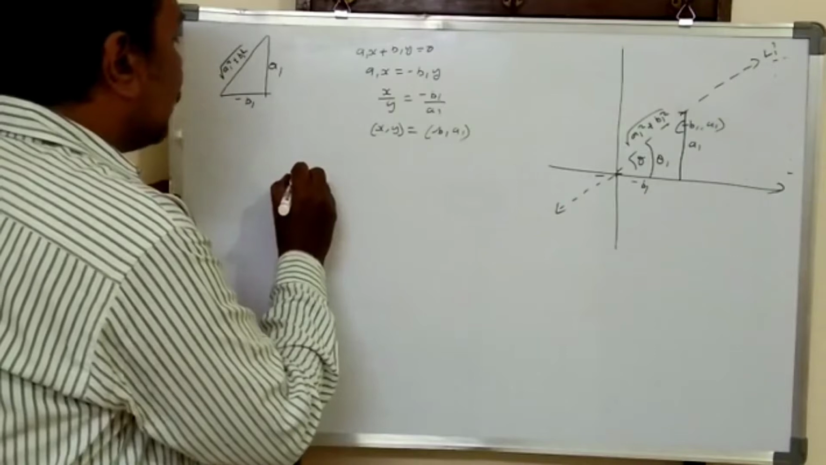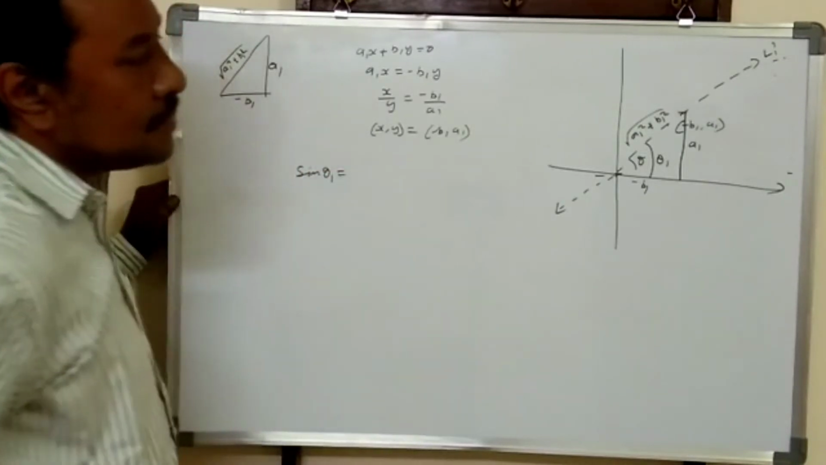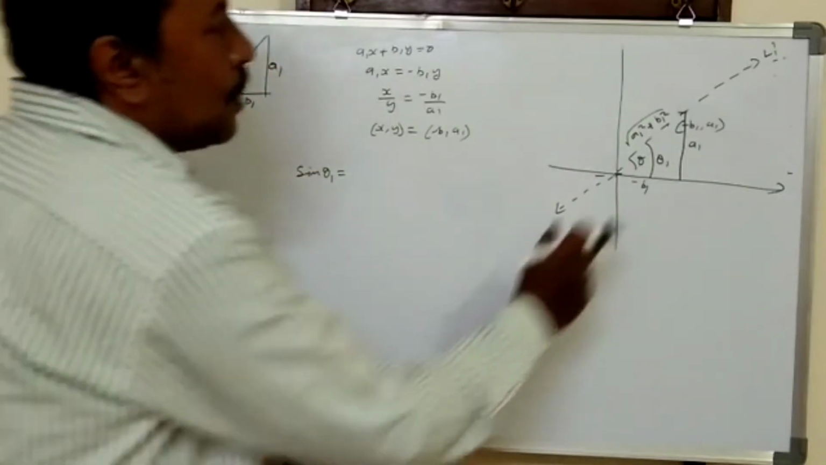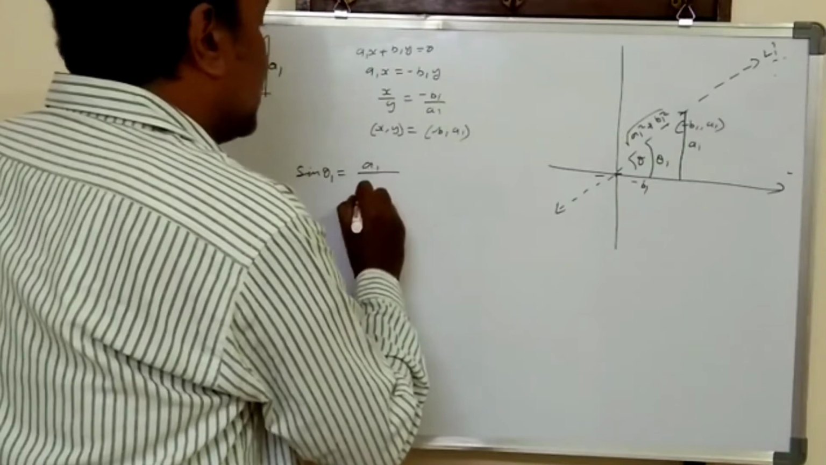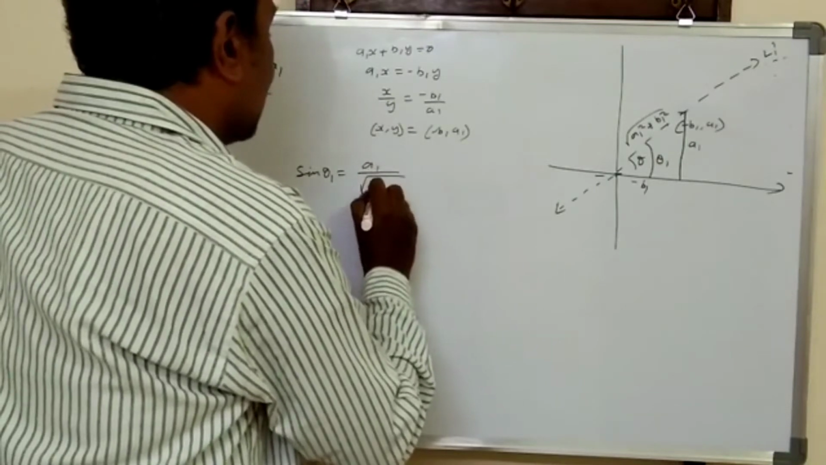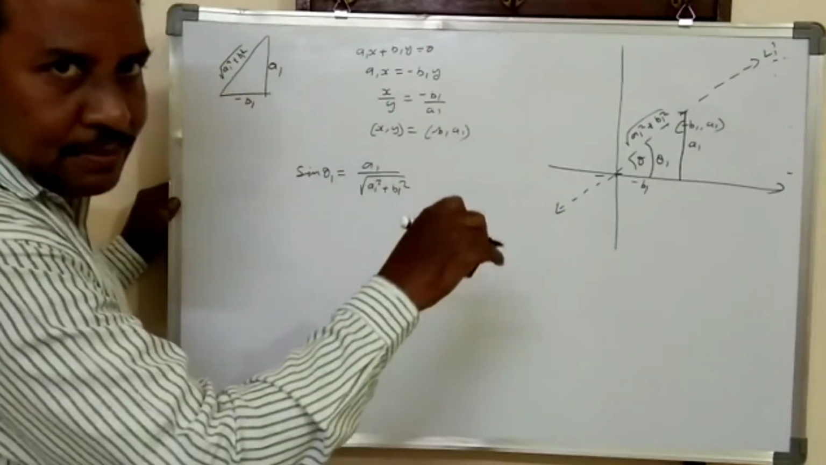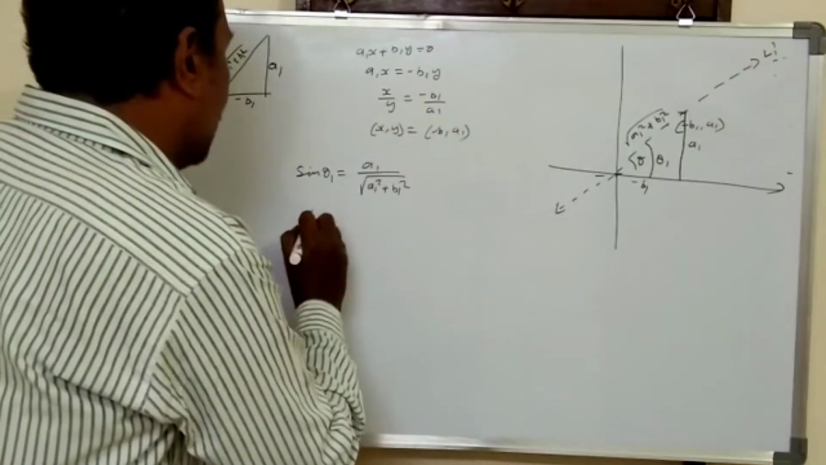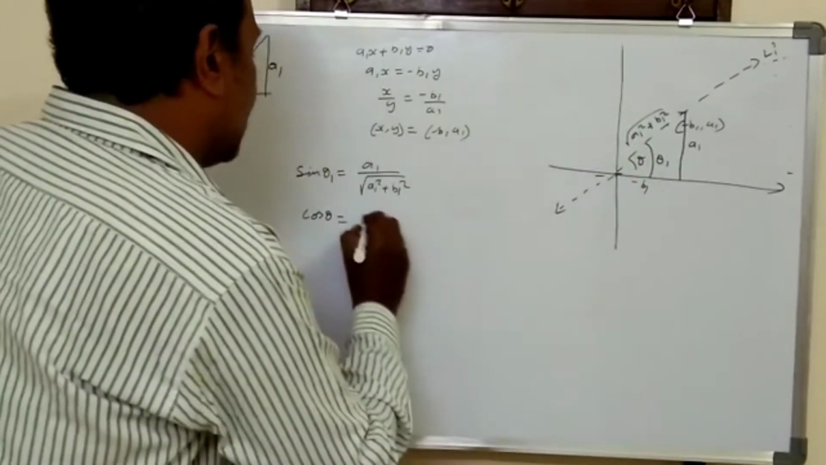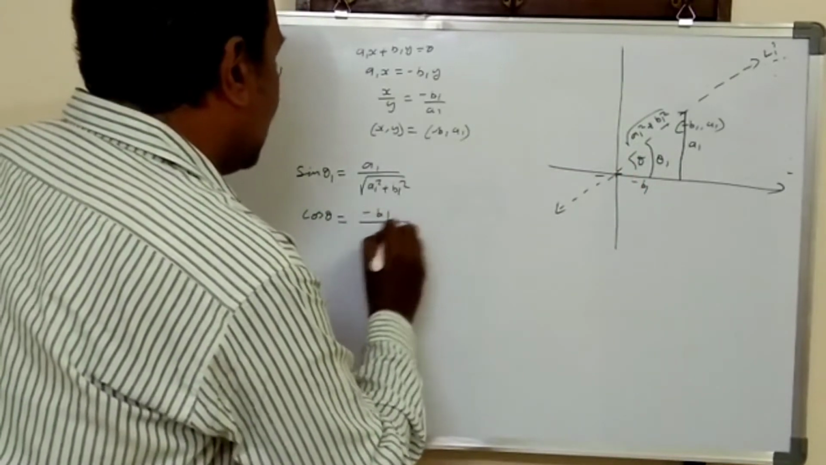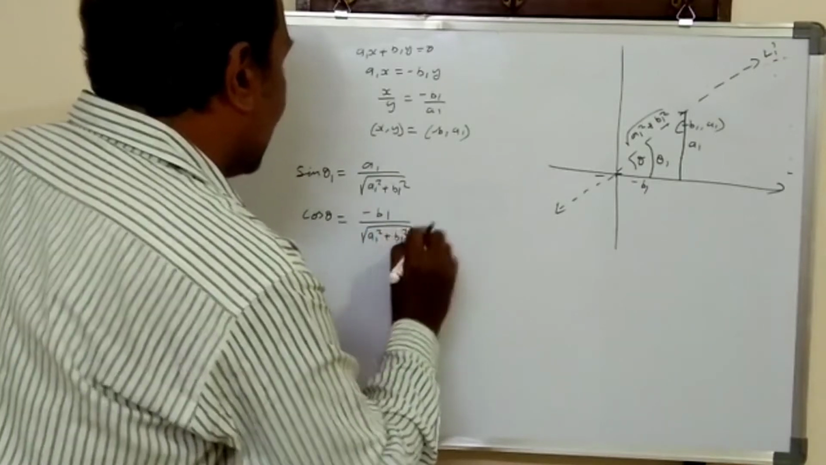Okay. First you take sin theta 1. Sin theta is equal to opposite side by hypotenuse. That is a1 by square root of a1 square plus b1 square. For the same thing, you take cos theta. Cos theta is equal to adjacent side by hypotenuse. That means minus b1 by square root of a1 square plus b1 square.